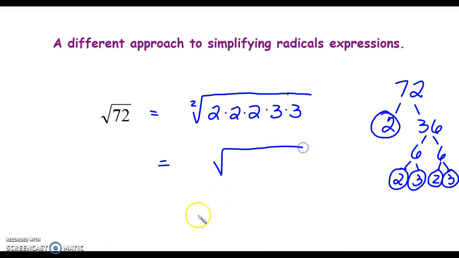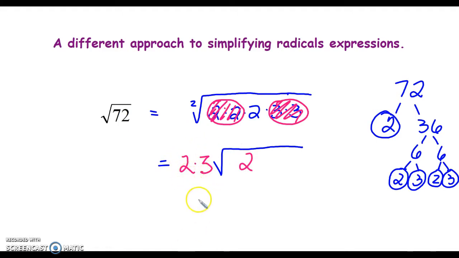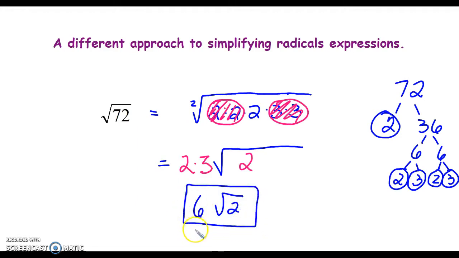All right, the index of 2 says in order for it to come out of the radical sign, you've got to pair them up. So here's a pair of 2's. Those pairs of 2 come out as 1, 2. Okay? Here's a pair of 3's. Pair those up, and it comes out as 1, 3. And what you're left with under the radical sign is a 2. So now on the outside, you've got to take 2 times 3, and you get 6, the square root of 2. There's simplified form for the square root of 72.